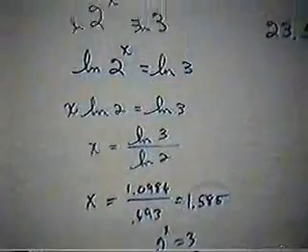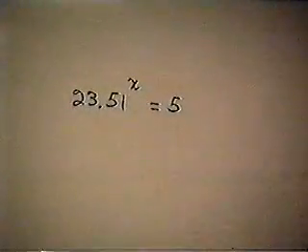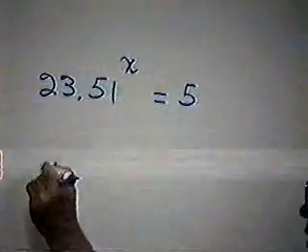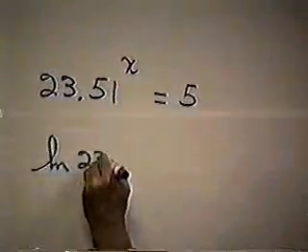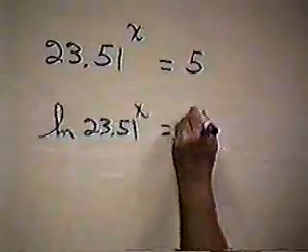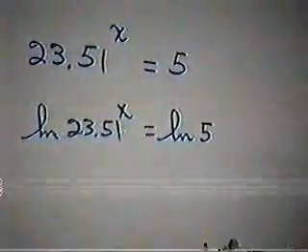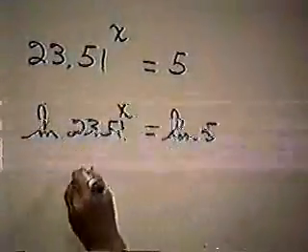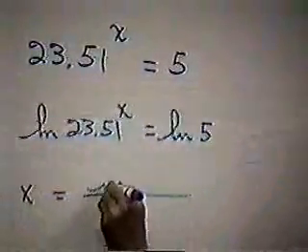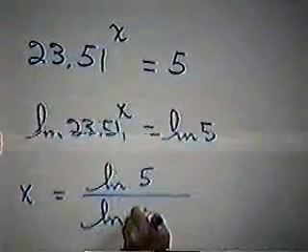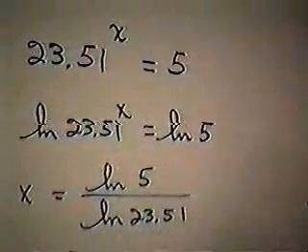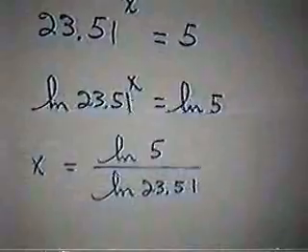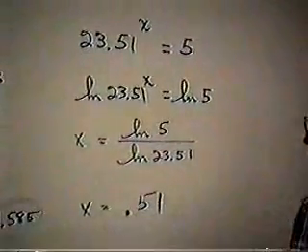All right, let's look at the next example. 23.51 to the x power is equal to 5. All right, well, we'll take the log of both sides. And again, I can take log if I wanted to. I can take the log of both sides. All right, moving the x out in front, then x is the log of 5 divided by the log of 23.51. And so you write down the log of 5 and the log of 23.51, and you get 0.51.